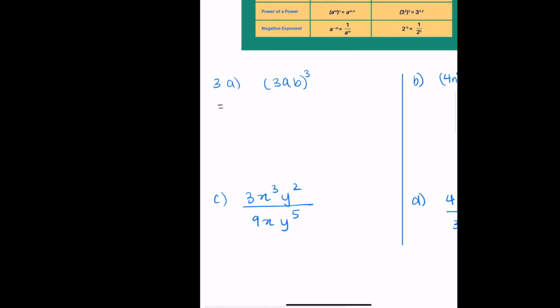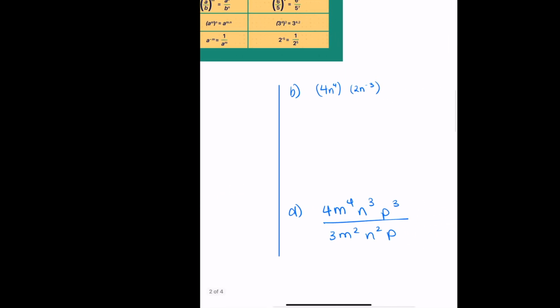Okay, so for this, distribute the exponent to each thing within the brackets and simplify as much as possible, I believe, right? So we can write this as 3 to the power of 3, a to the power of 3, b to the power of 3, and we know that this is 27. So that's the most simplified version that we can get of this. Then for this one, and always remember BEDMAS, so that is helpful as well.